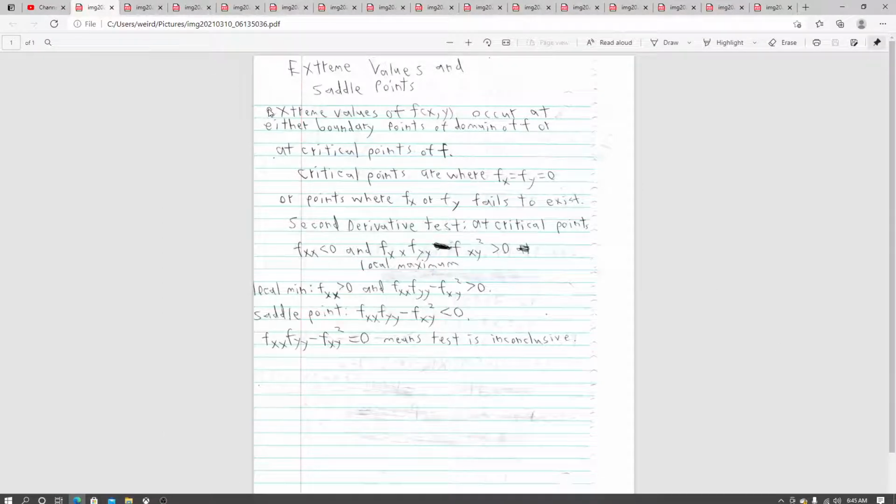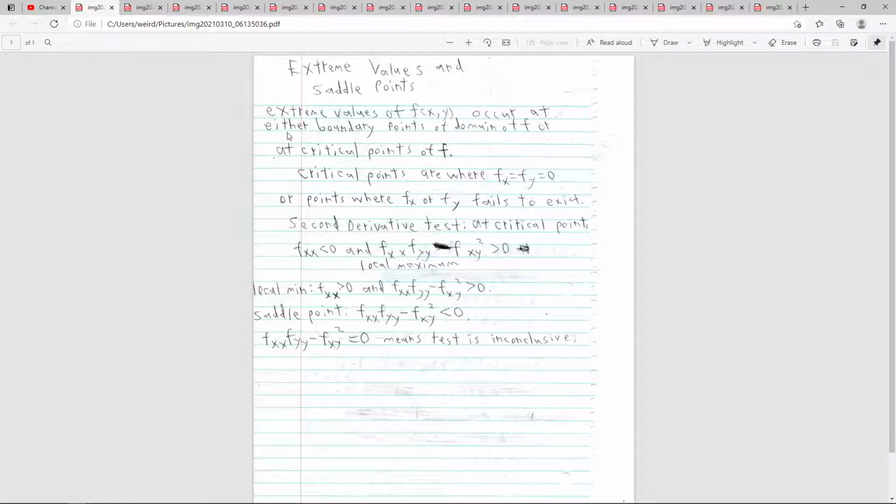Okay, extreme values and saddle points. So extreme values of f(x, y) occur at either boundary points of the domain of f, or at critical points of f. Critical points are where fx equals fy equals 0, or points where fx or fy fails to exist. We basically only deal with the main thing being fx equals fy equals 0 here. And the second derivative test is then used at the critical points to find out exactly what we're looking at.